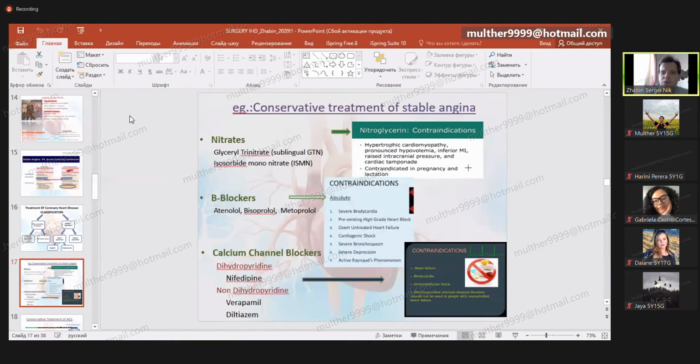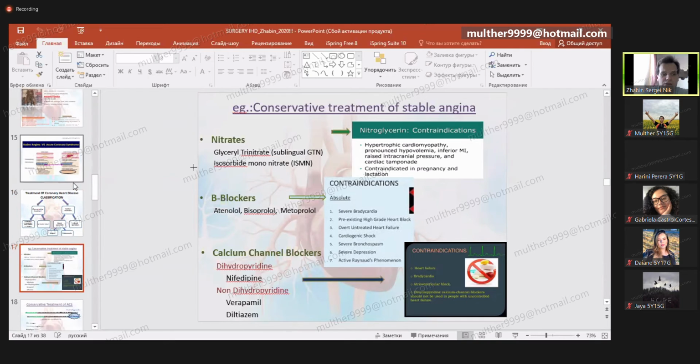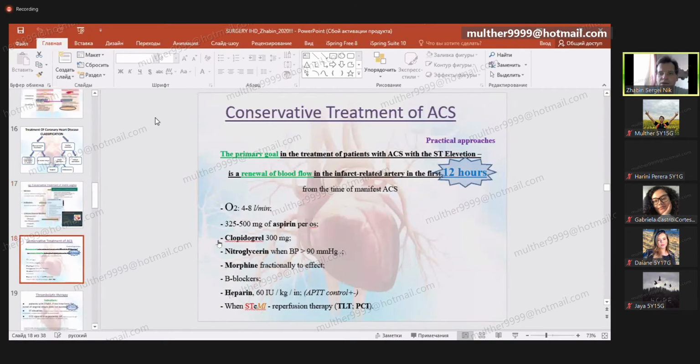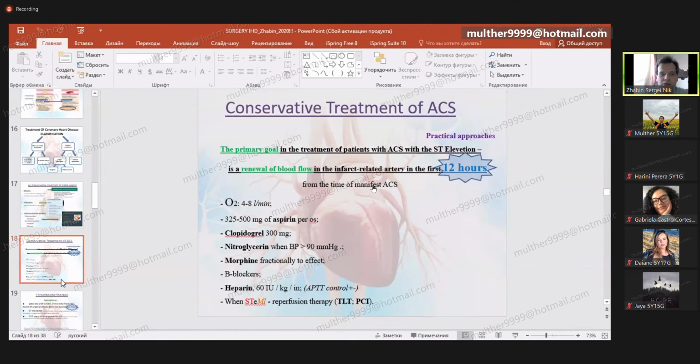So, consider treatment of stable angina. You know about it. There are nitrates, beta blockers, calcium channel blockers, and another. And the primary goal of the treatment of a patient with acute coronary syndrome with ST elevation is a renewal of blood flow in the infarct-related artery in the first 12 hours, and will include oxygen support, clopidogrel, nitroglycerin, morphine, and I spoke about it, beta blockers, heparin, and another.